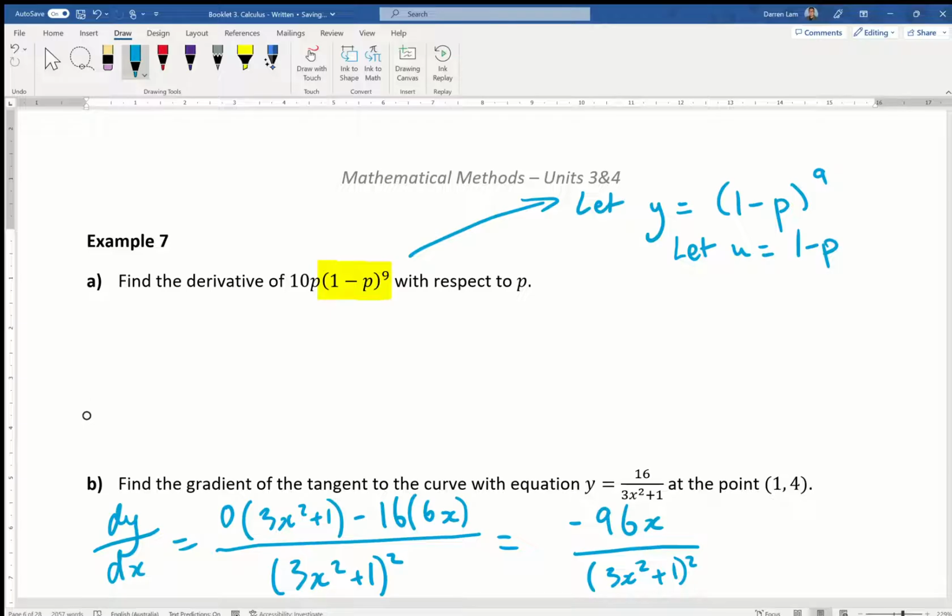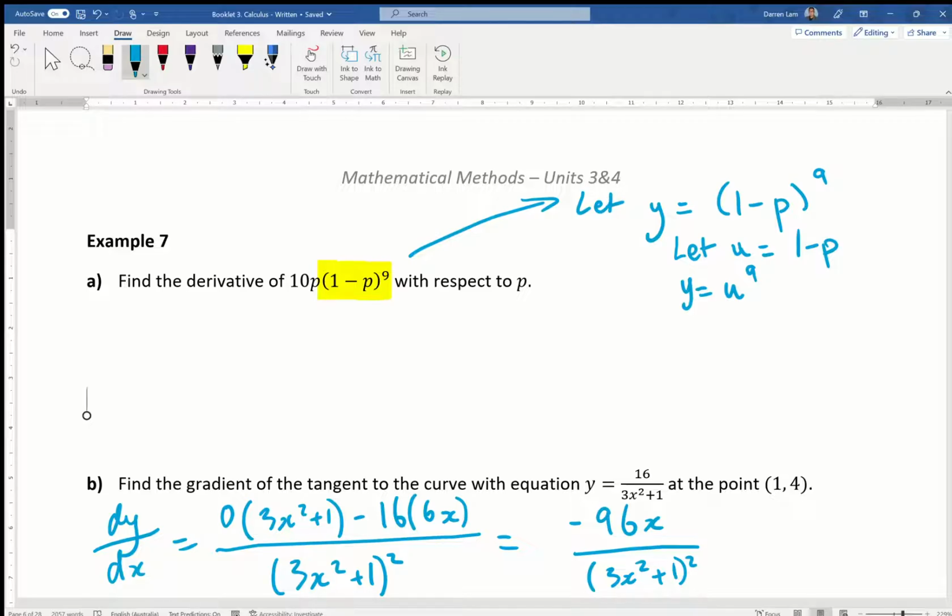Is it now fair to say that y equals u to the power of 9? Yeah, it is. It's fair to say that. And then we can actually just straight up apply our chain rule to find the derivative of (1 minus p) to the power of 9 without expanding it completely. I'm going to skip a step.